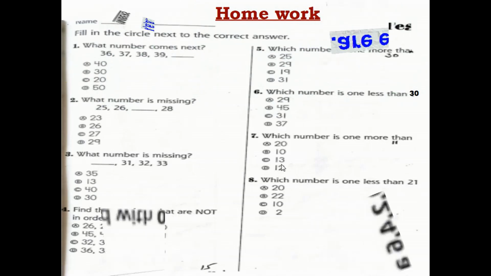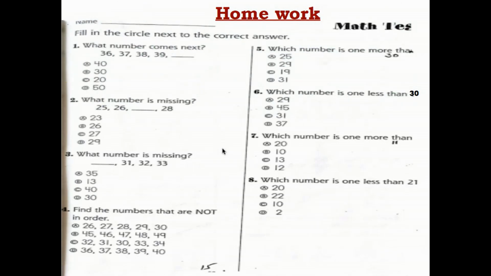Now let's start. Before we see today's class, let's do the homework which I gave you last time on page 15. The first question says 36, 37, 38, 39. Next it will be 14. So the answer is 14. Number 2, what number is missing? 25, 26, 27. What number is missing again here? 13. Find the numbers that are not in order among these numbers.